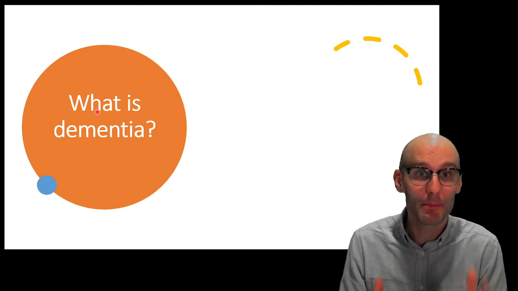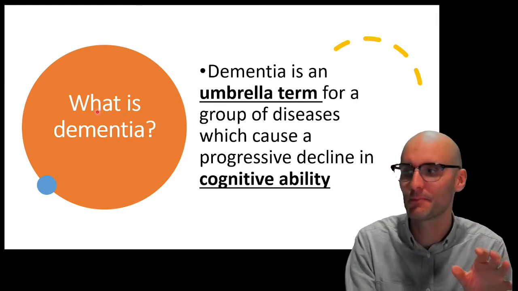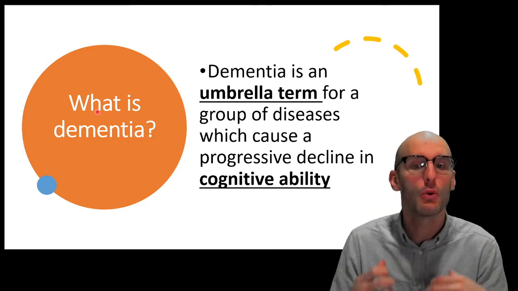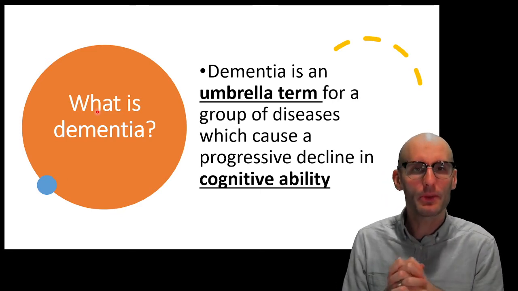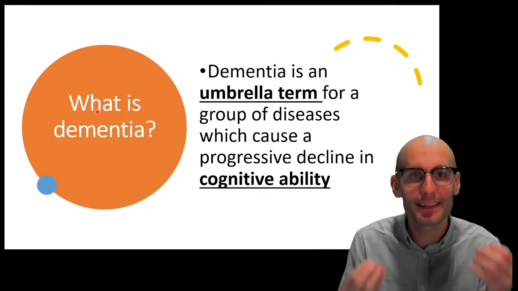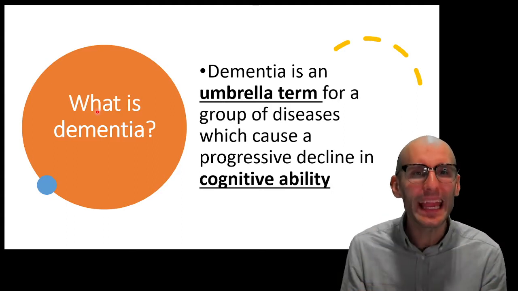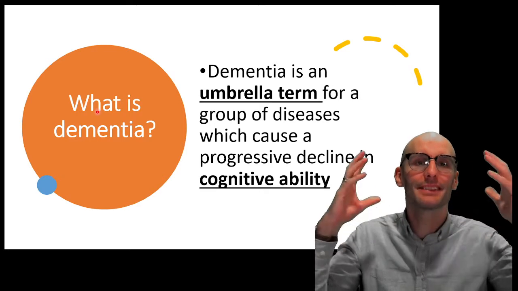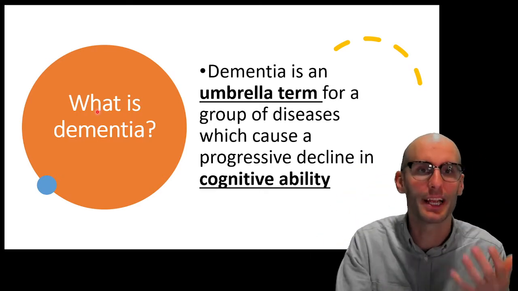What is dementia? And it's actually a bit more of a complicated definition than you might expect. Dementia is an umbrella term for a group of diseases which cause a progressive decline in cognitive ability. So in other words, it's not describing a disease, it's describing a set of related symptoms to do with the function of our brain. And actually there are many diseases that can contribute to dementia, and dementia is this umbrella term that describes the symptoms of a reduction in cognitive ability.